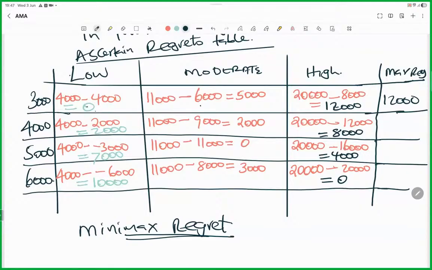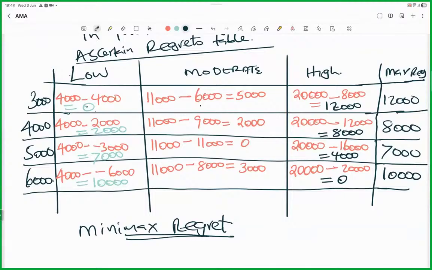So row number 2, what is the maximum? 8,000. Row number 3, 7,000. Row number 4, 10,000. So now, having chosen the maximum regrets, what do you do to optimize?